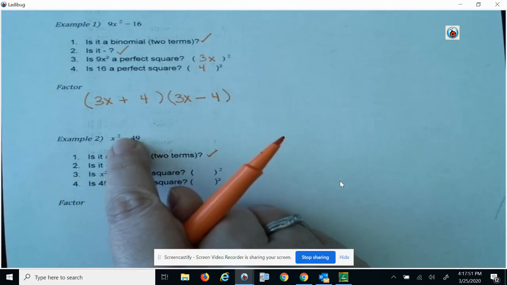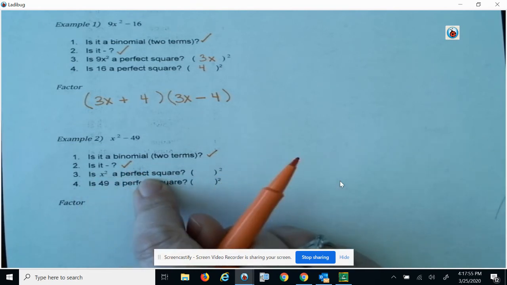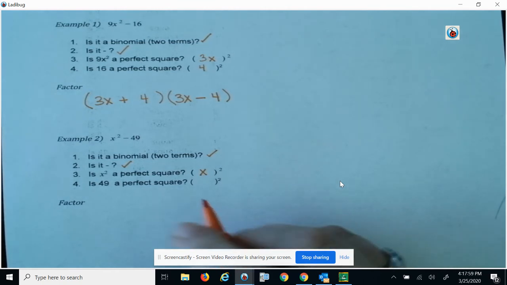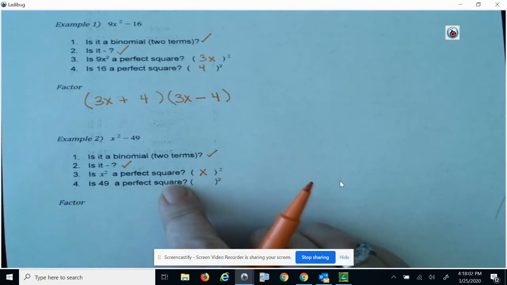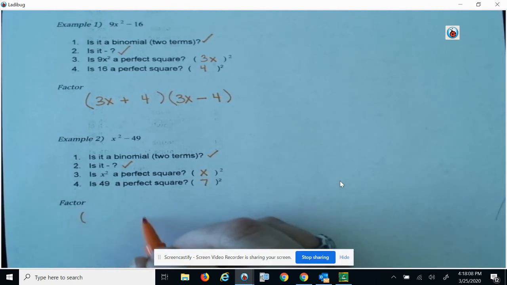Is it a minus, a difference? Yes. Is x squared a perfect square? Yes, x squared, it says it in its name, right? Is 49 a perfect square? Yes, 7 squared is 49. Okay, all of these are true, so then I can factor.